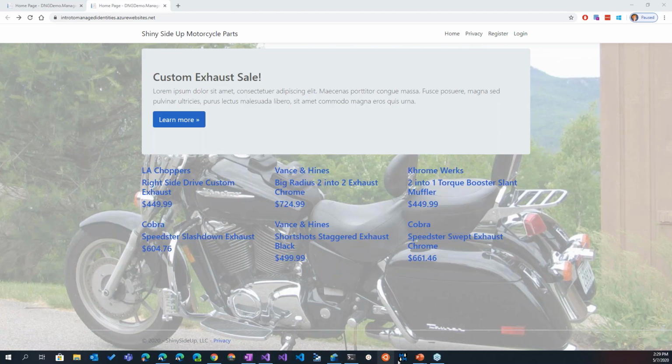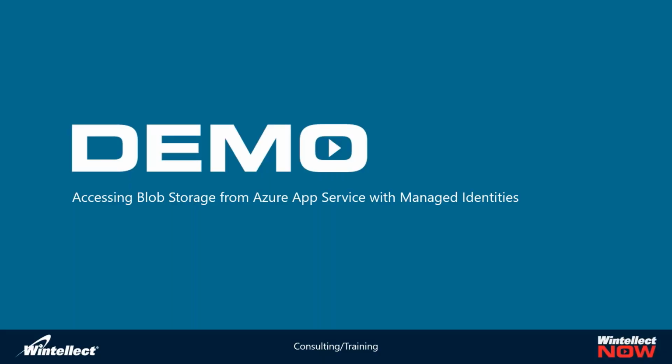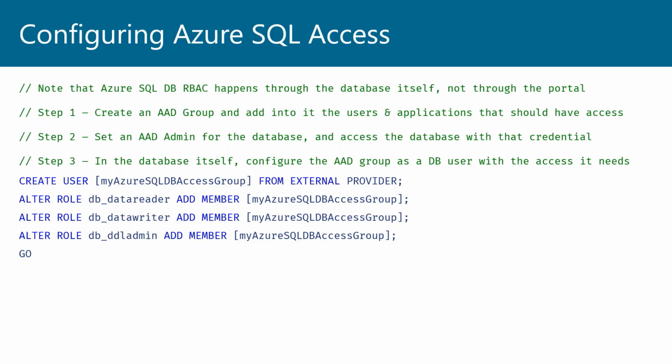Okay, so that was working with storage. Another very common one, and I just mentioned it, is working with a database. How do I keep from having to embed sensitive things like a username and password, or create an app-specific username and password, inside of a database connection string? And we can go ahead and work with that as well. Now, it's a little different because Azure SQL Database role-based access control happens through the database itself, not through the portal, not through the management plane of the database service, but through the execution plane of the database itself. And it's a multi-step process.